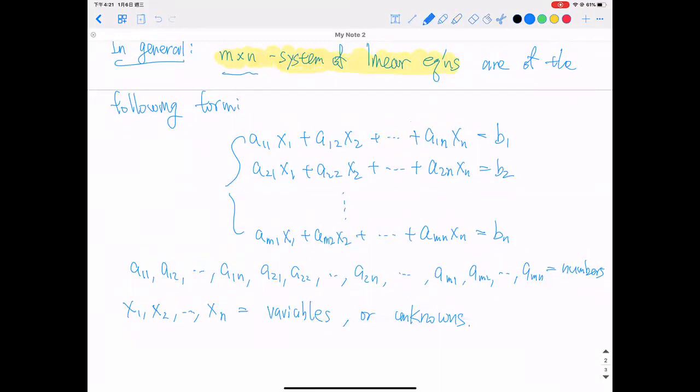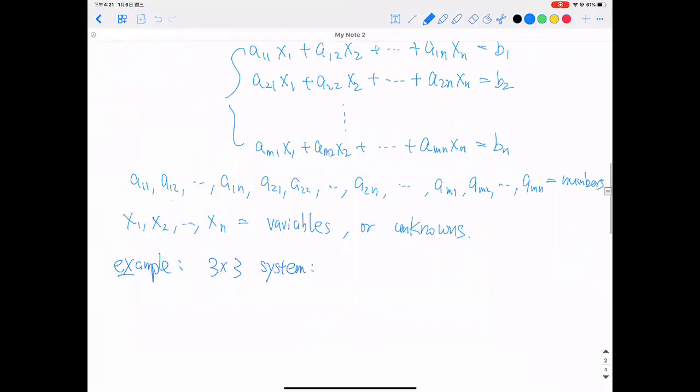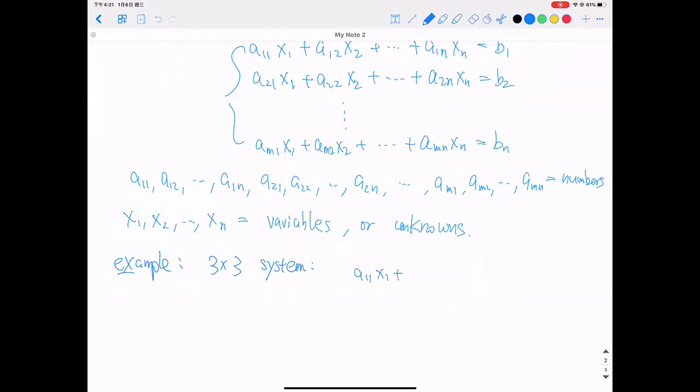Okay, for example, we're going to be spending most of our focus on 3x3 examples, namely 3x3 systems, and they take this form: a11 x1 plus a12 x2 plus a13 x3 equals b1, a21 x1 plus a22 x2 plus a23 x3 equals b2, a31 x1 plus a32 x2 plus a33 x3 equals b3.